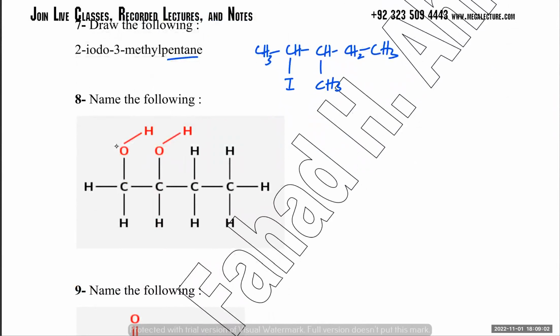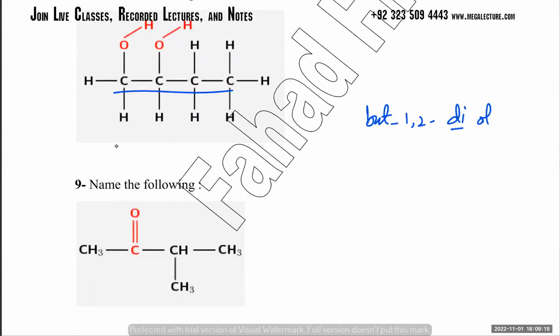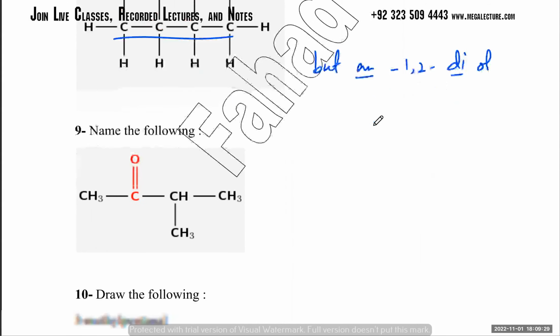फिर ये वाला name करना, that's 4 carbon atoms, no branches, so that's but. And it's a diol because you've got 2 OH groups. One is at position number 1, the other one is at position number 2. So it's butane, and there's an AN as well. It's saturated, that means it's AN.